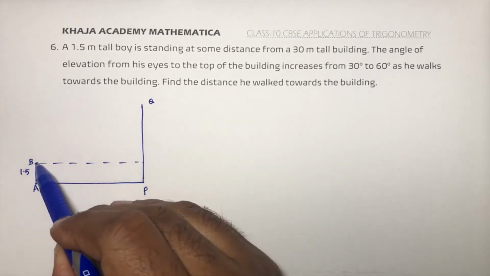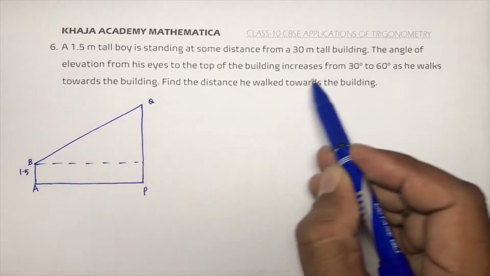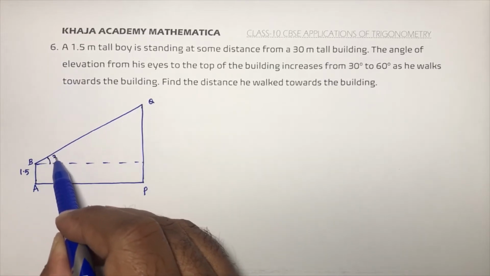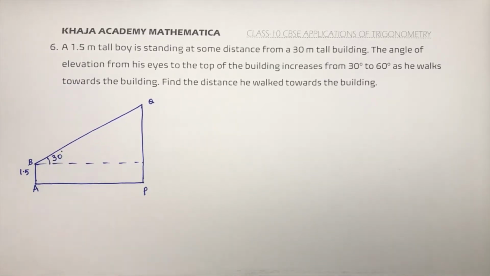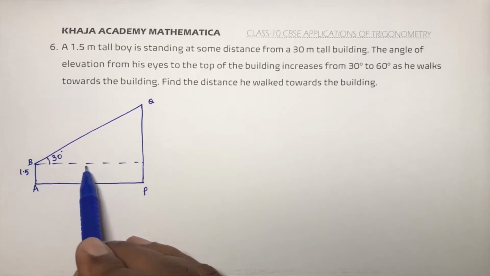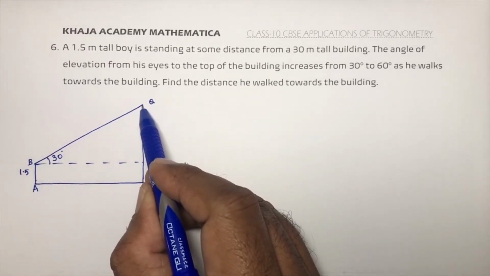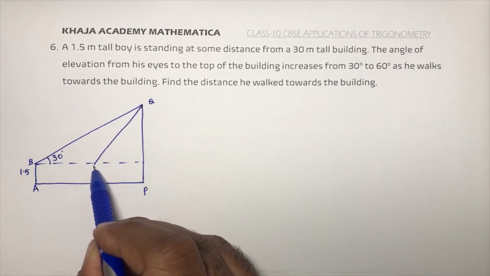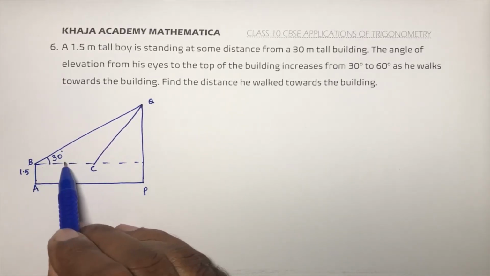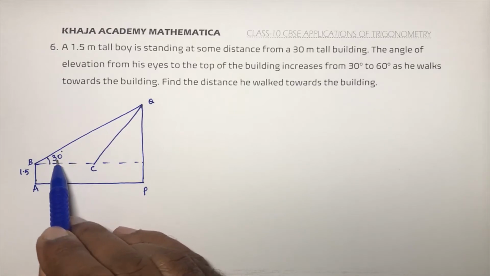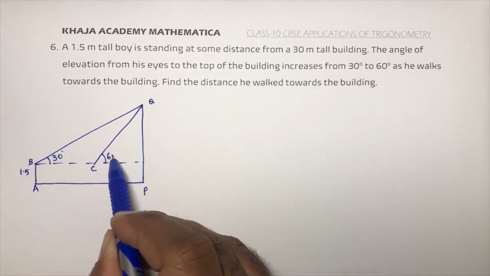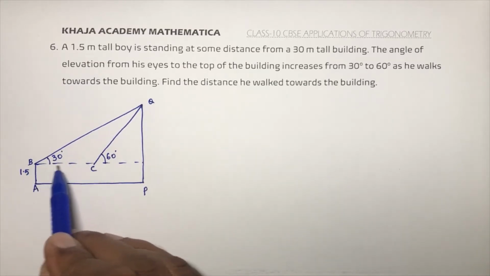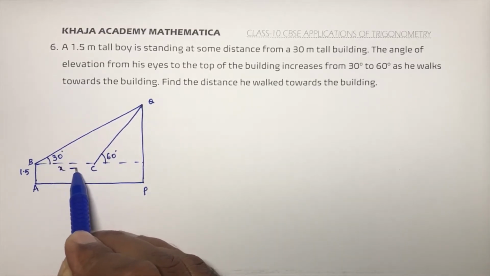Now the angle of elevation of his eye increases from 30 to 60 as he walked towards the building. So first the angle of elevation was 30. As he walked towards the building, here I'll take it as C. At this point the angle of elevation increases from 30, now it is 60. So find the distance he walked towards the building. So I need to find the BC distance, which I'll consider as x.